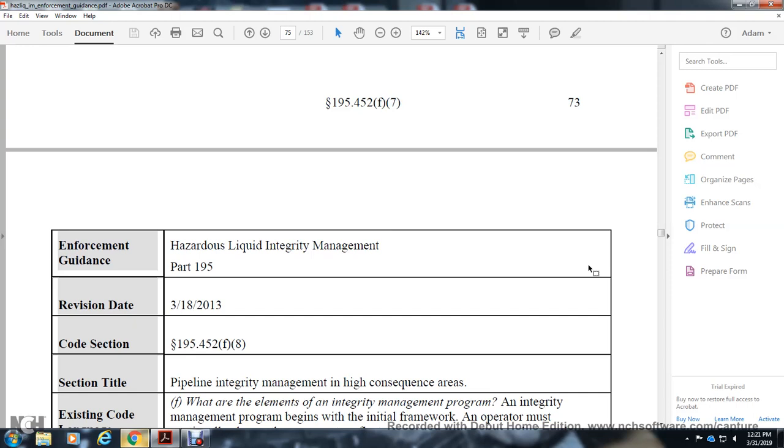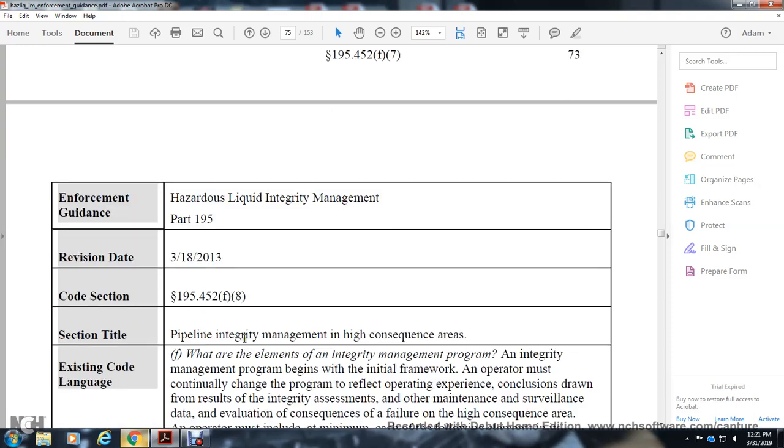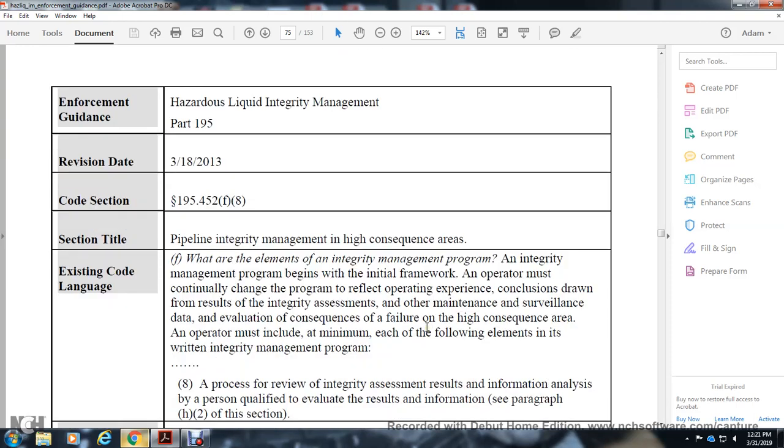Alright, this is Liquid Integrity Management, Part 195, March 18th, 2013, code section 195.452(f)(8), Pipeline Integrity Management in High Consequence Areas. What are the elements of an Integrity Management Program? An integrity management program must provide the initial framework, continually change to reflect operating experience, conclusions, and the results of the integrity assessments, surveillance, and evaluation. For high consequence areas, the operator must include, at a minimum, each of the following elements of an integrity management program.